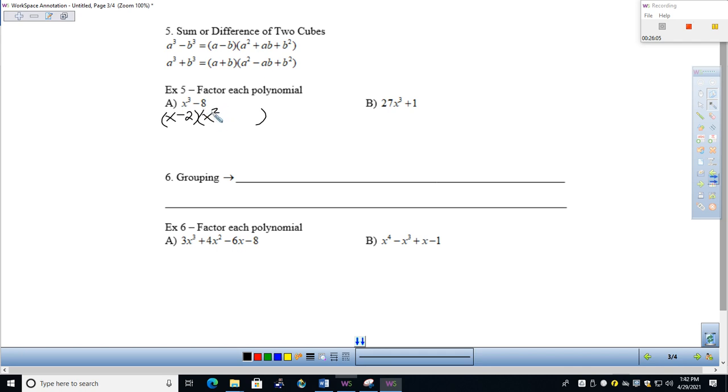And by the same token, on the back end, everybody, not the middle, but on the back end, negative 2 times something has to give us this negative 8. That's how factors work, right? Multiplication. Negative 2 times something has to give us negative 8. And negative 2 times positive 4 is what gives me negative 8. So I know those two pieces have to be the case.